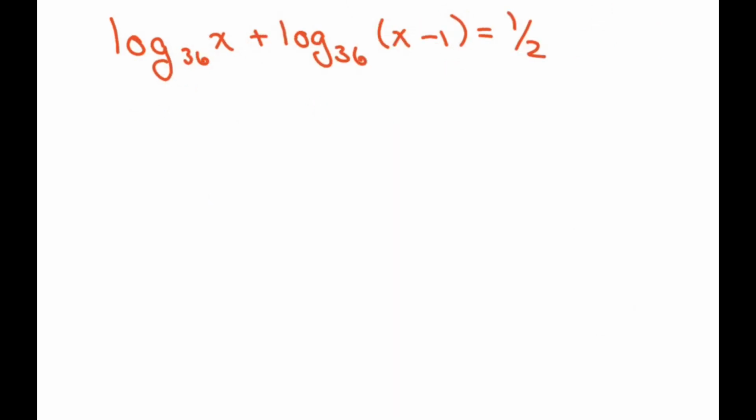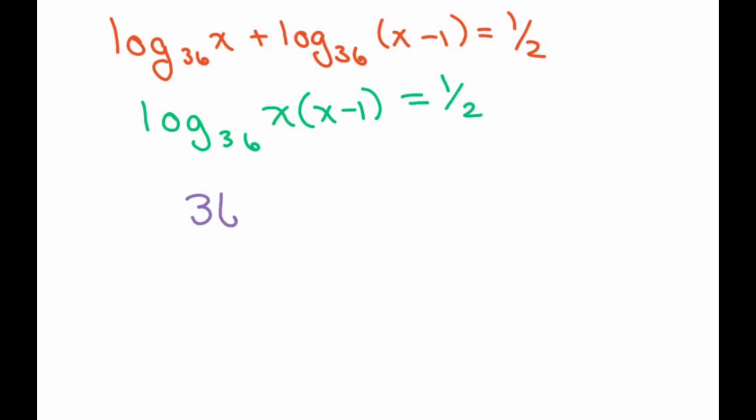Now for this one, the first thing I want to do is condense this and write it as a single log by using your product property. So I have a single log, then I write it to the 1/2. Now I'm going to write this as an exponent. So my base is 36, my power is 1/2, and then we have my value, and I'm going ahead and distribute that.